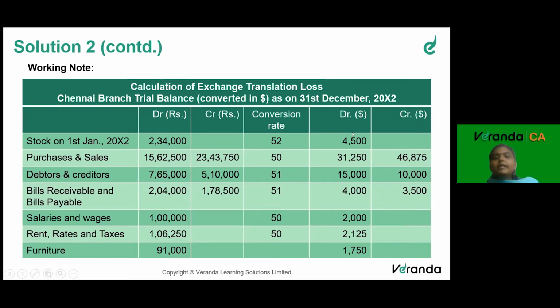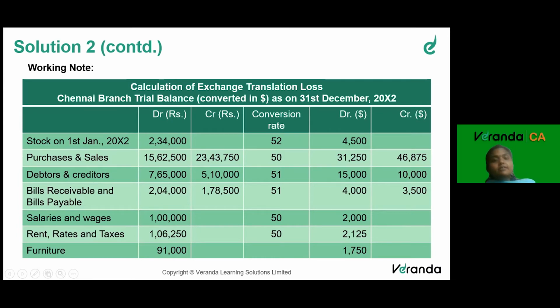So 52, debit. Purchases and sales are revenue items. Revenue items always adopt the average rate. So debit purchases so much, sales so much. Adopt the rate and divide it, and you get debit purchases so much and credit sales so much.